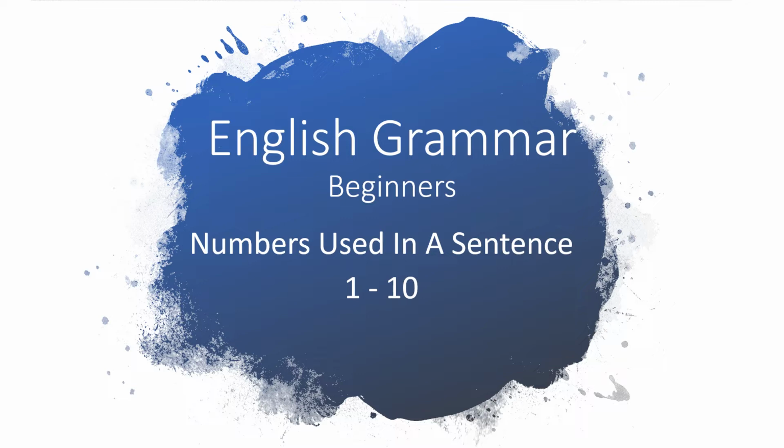This is for beginners. We're going to do numbers used in a sentence, numbers 1 through 10. In the English language, you will use numbers just like you use numbers in your current language. What I will do is give you examples of how we are using those numbers and how you can use those numbers too. And you can also change the number. This is just an example. So with that, let us begin.